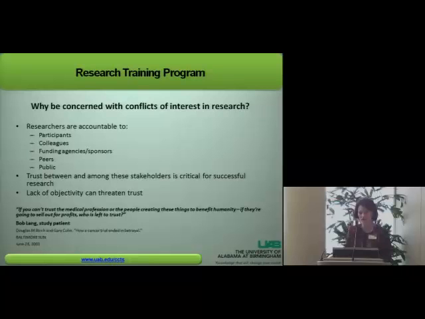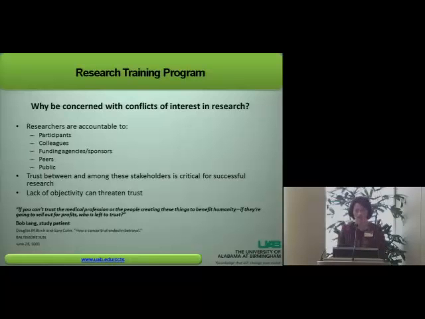So why should we be concerned with conflicts of interest in research? As researchers, we are accountable to our participants, our colleagues, our funding agencies and sponsors, our peers, and ultimately the public, as we are trying to create generalizable knowledge that will improve the human condition. Trust between and among these stakeholders is critical for successful research, and a lack of objectivity can threaten that trust.